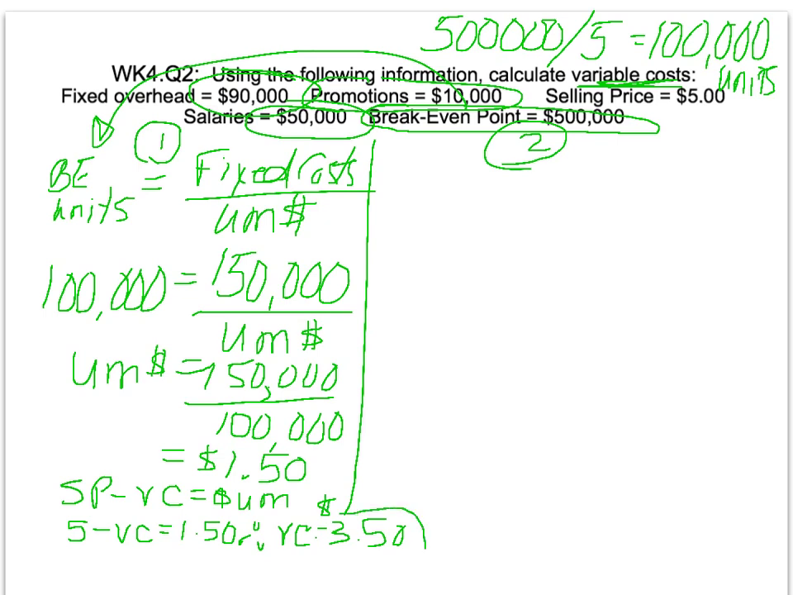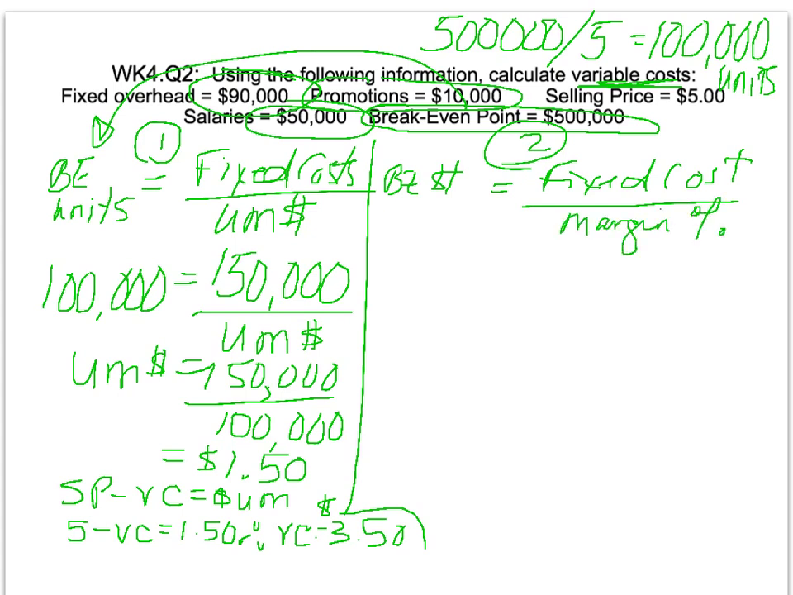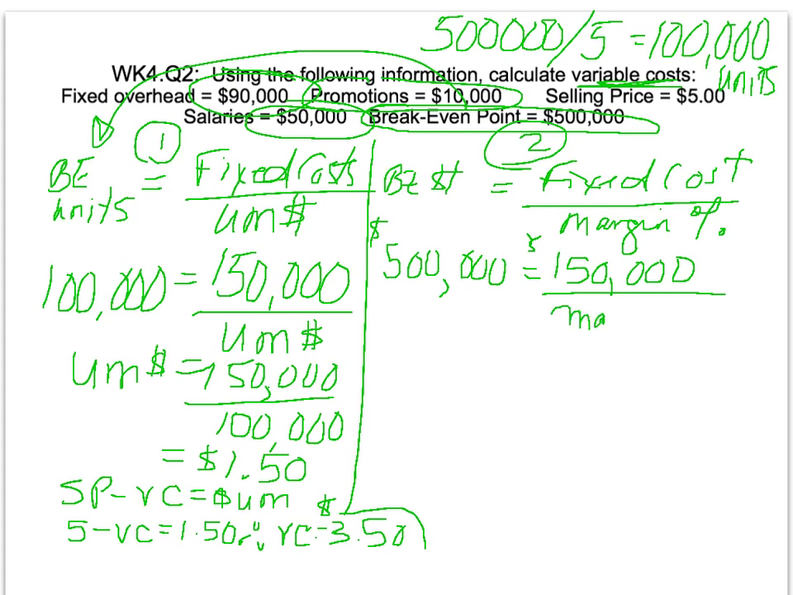Now you can stop the video if that's the way you solve the problem, stop the video and carry on, or if you want to see method number 2, where you use your break even in dollar formula, which is your fixed cost divided by your margin percentage or contribution percentage, same thing, right? So your break even in dollars was given to you in the case at 500,000. Your fixed costs, again, are the same at 150,000.